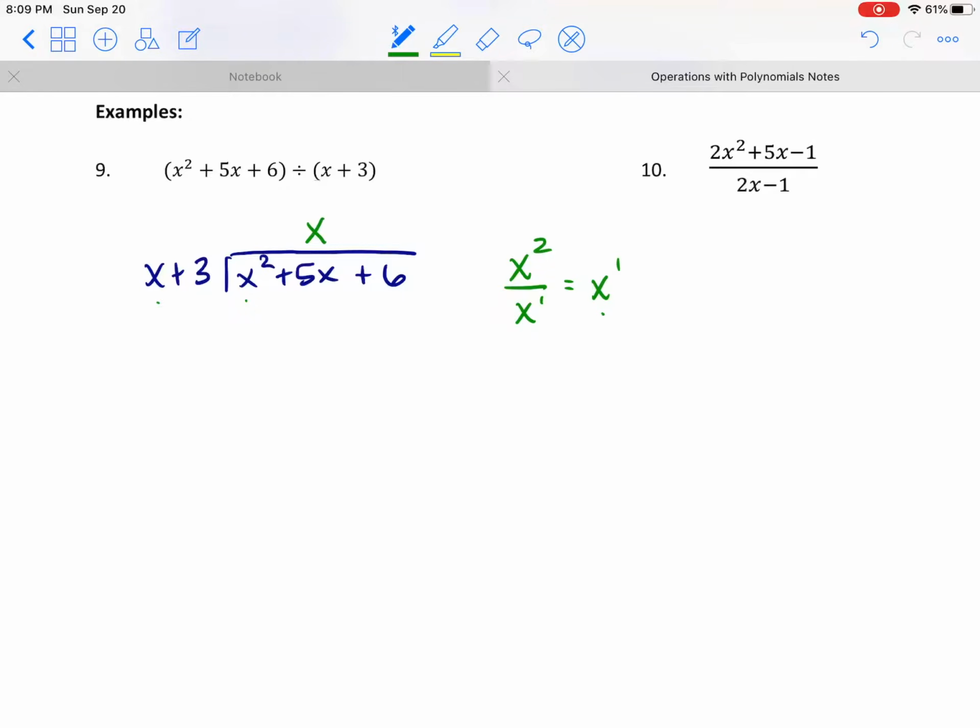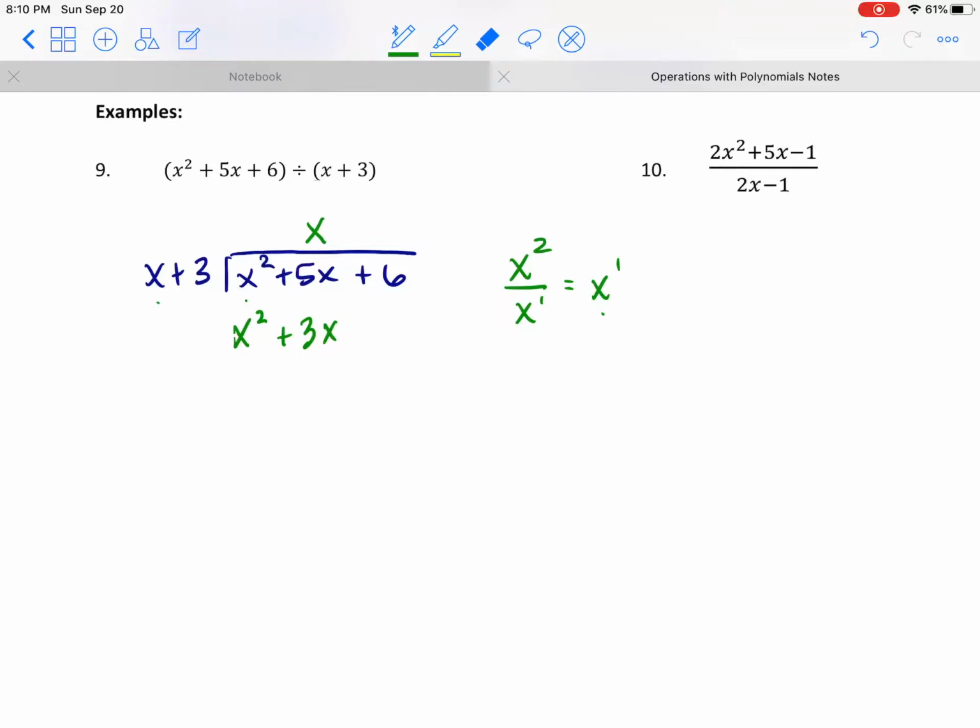Okay? After I divide, I have to multiply. Now when I multiply, I'm not just using the first term, I'm going to multiply by both terms. So the x times the x is going to give me an x squared, and the x times the 3 is going to give me a positive 3x. Okay? Let me get rid of these because it's going to be too many arrows.